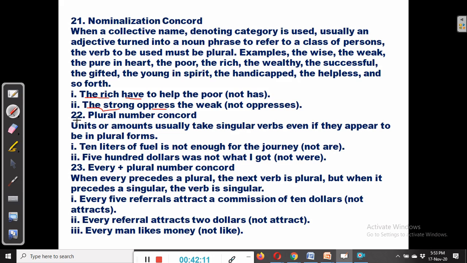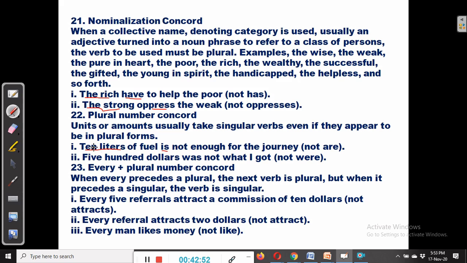Alright? Okay, so rule number 22. This is known as plural number concord. Units or amounts usually take singular verbs even if they appear to be in plural forms. For example, you say 10 liters of fuel is not enough for the journey. It's wrong to say 10 liters of fuel are not enough. No, even though you have 10 liters, that is only a unit of measurement, and that should not confuse you to begin to apply a plural verb.